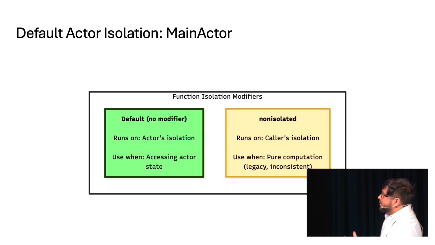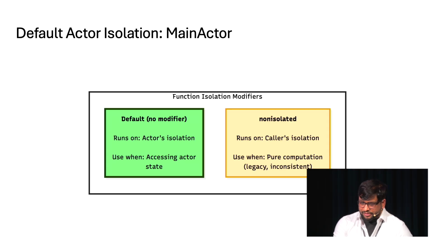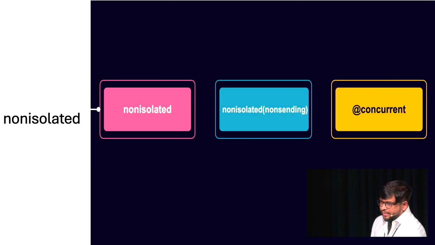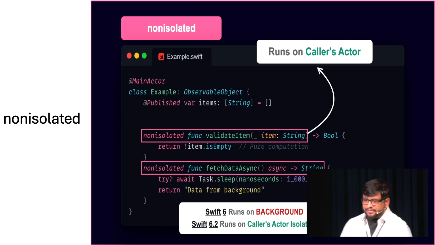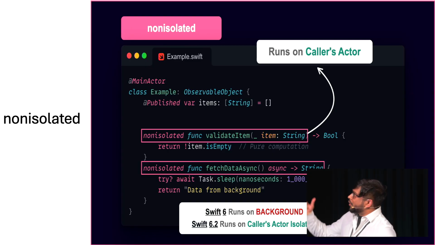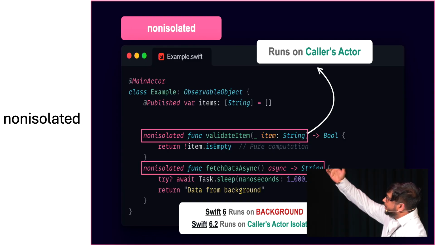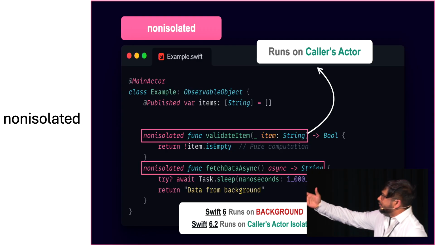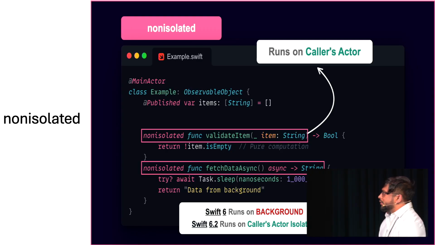We have nonisolated. In Swift 6, we have two methods, one async and one non-async. You can add nonisolated to the functions. The same keyword, two different behaviors we have seen in Swift 6. The first method runs on the caller's actor, and the second method in Swift 6 runs on the background. Now in Swift 6.2, it runs on the caller's actor isolation.